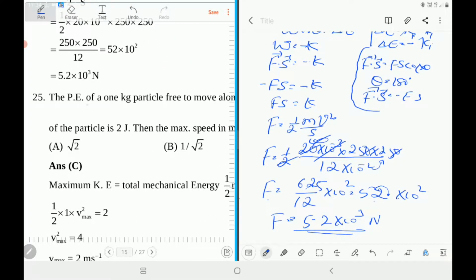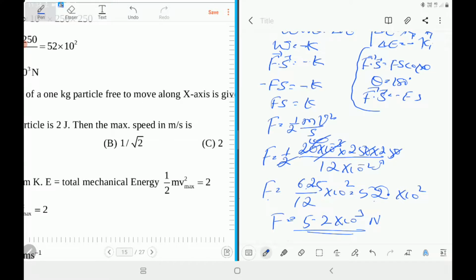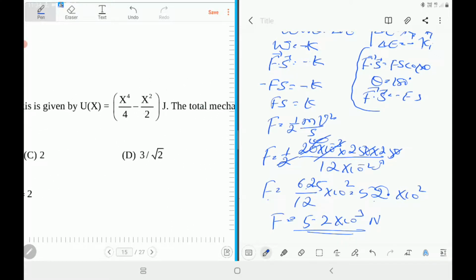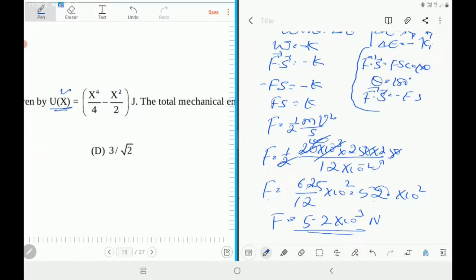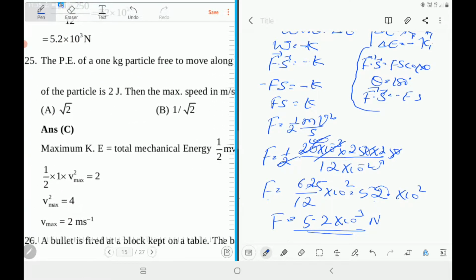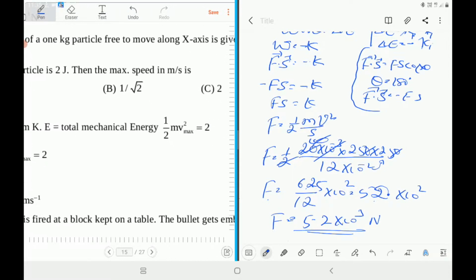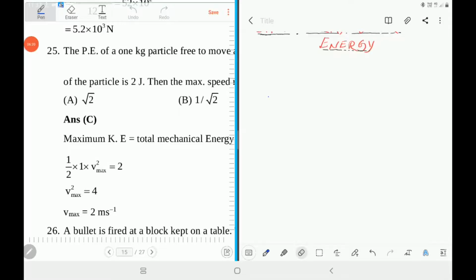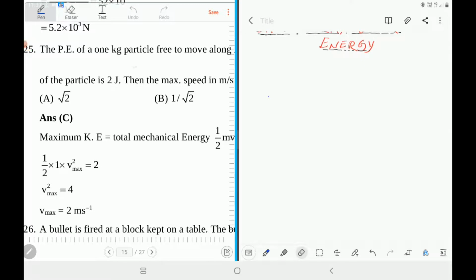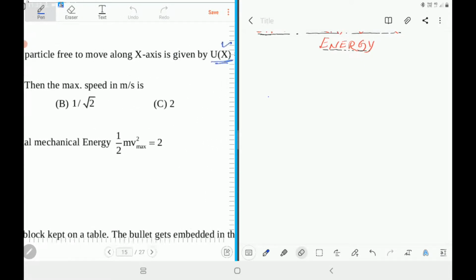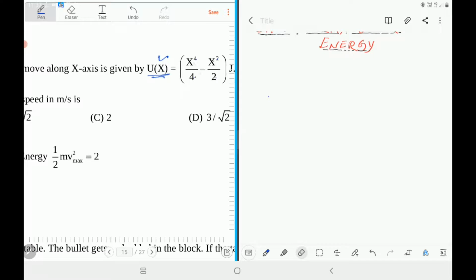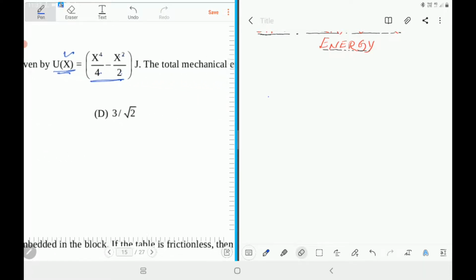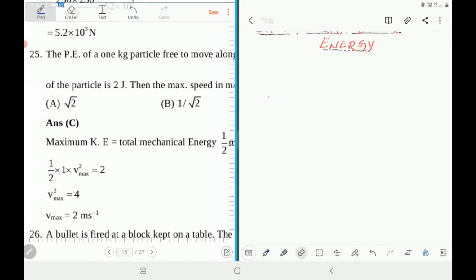Next, the potential energy of a 1 kg particle free to move along the x-axis is given by the equation x square by 4 minus x square by 2. This equation is called the potential energy function, the variation of potential energy with distance. The total mechanical energy of the particle is 2 joule. Then the maximum speed in meter per second is: the potential energy is U of x, x square by 4 minus x square by 2. Total mechanical energy is 2 joule.